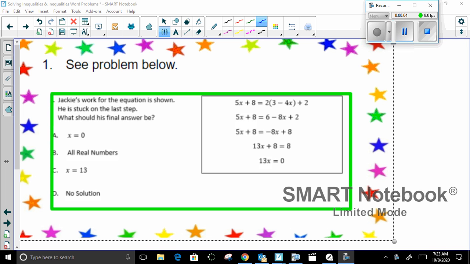Hey y'all, we are going to look at the review Google Slides and check your work to see if you are correct. All right, so the first question, Jackie's work for the equation is shown. He is stuck on the last step. What should his final answer be? So here is the equation.